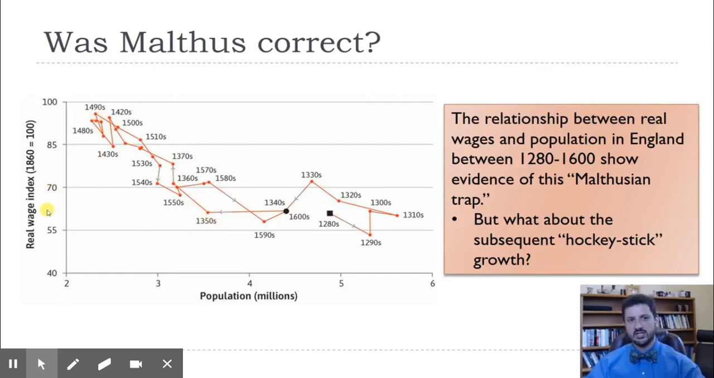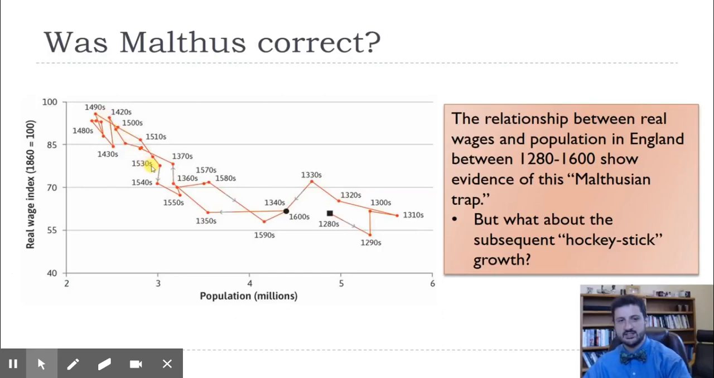This is a real wage index, meaning we're comparing it to 1860, which is equal to 100. In the 1350s, it was only about 60% of the wage in 1860, but by the 1490s, it was over 90% of the 1860 wage. But then, right, so now we're at a high point of real wage and low population, but now population starts to recover, right? The bubonic plague is controlled, the bubonic plague leaves, and we move back down the curve.